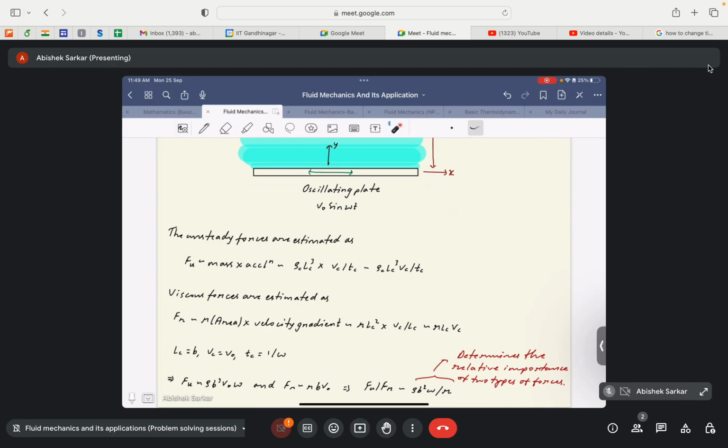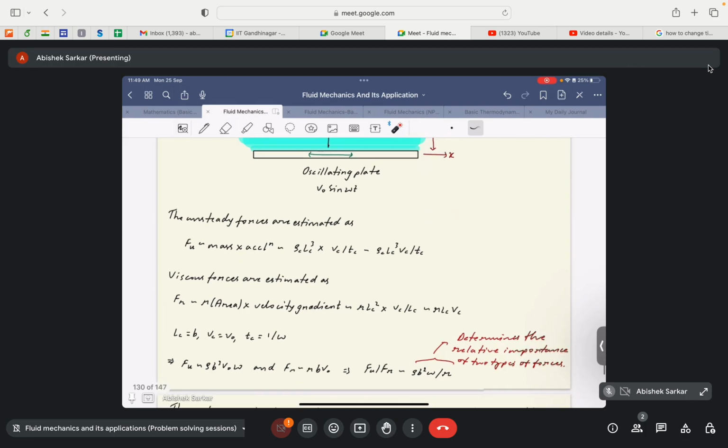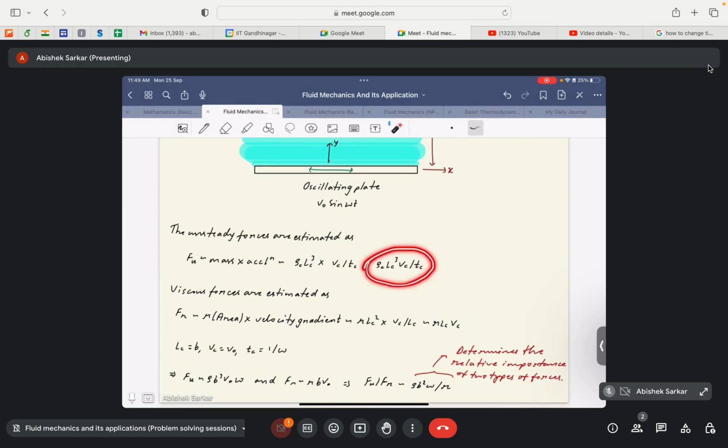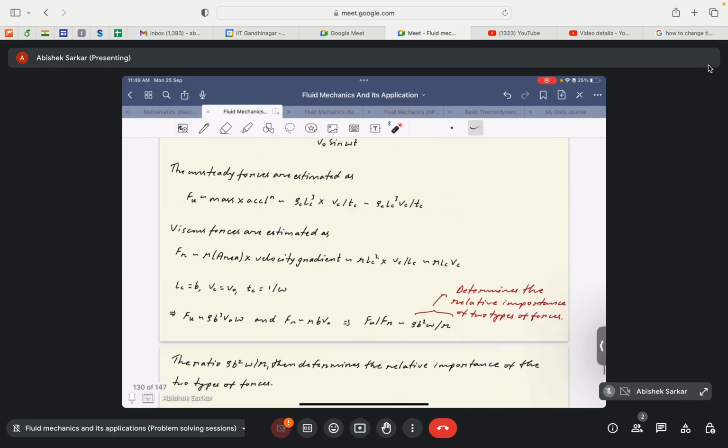This is basically the velocity divided by time. So we get the unsteady term. The unsteady term would scale as rho c LC cube VC divided by TC. It's not exactly equal to this, but we're just trying to say that the acceleration term, if that exists in the flow field, would scale as this value.